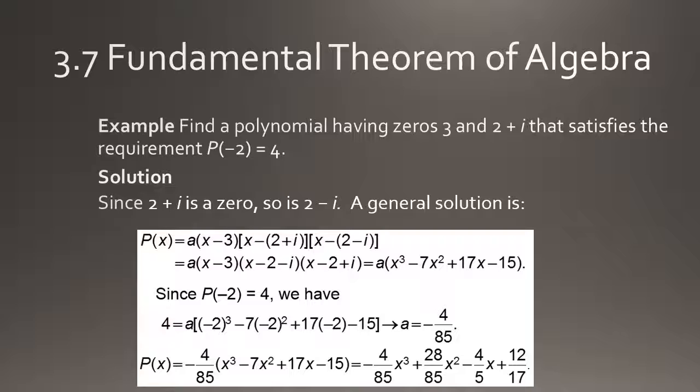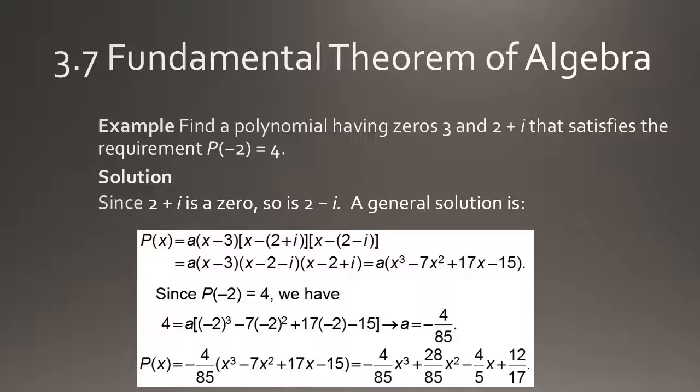Then what you have here is the whole thing being multiplied out. When you're doing this, it's better to multiply out the x minus (2 plus i) and the x minus (2 minus i) first and get rid of your i's early on. But when you multiply these out, you have a times x cubed minus 7x squared plus 17x minus 15.